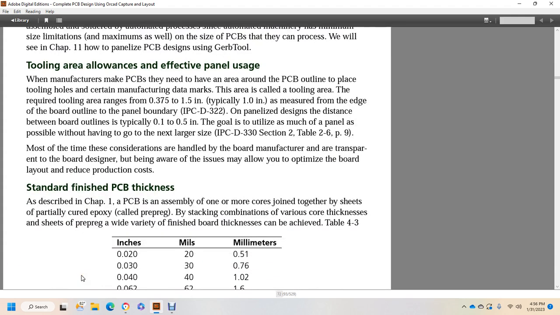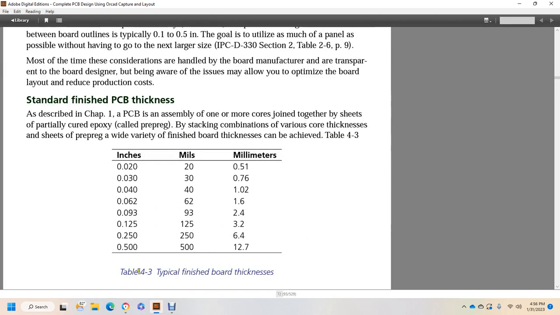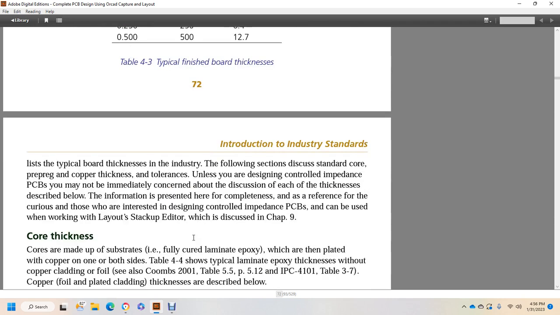Standard finished PCB thickness, as described in Chapter 1. A PCB is an assembly of one or more cores joined together in a sheet, with a core epoxy called pre-preg. By stacking combinations of various core thicknesses with sheets of pre-preg, a wide variety of finished board thicknesses can be achieved. Table 4.3 shows the typical finished board thickness in inches and millimeters. Look for the typical board thickness within the industry.